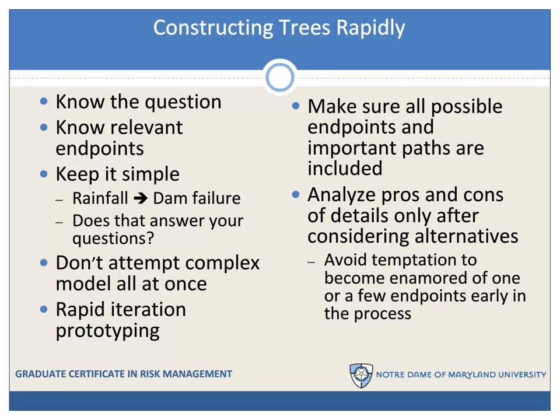Is there anything that happens in between that might be important? Oh, okay, well then let's start to put those details in. Is there anything that could happen before the rainfall that's important? Is there anything that happens after dam failure that's important? We can gradually make a model more complex. But you do want to make sure that all the possible endpoints and all the important pathways are included in your model. You'll need to learn how to analyze the pros and cons of the details, but you do that only after considering alternatives. Try not to fall in love with your first idea.